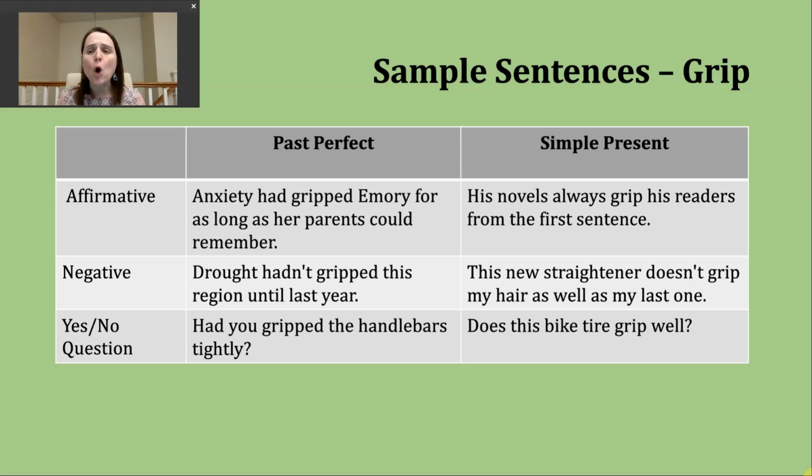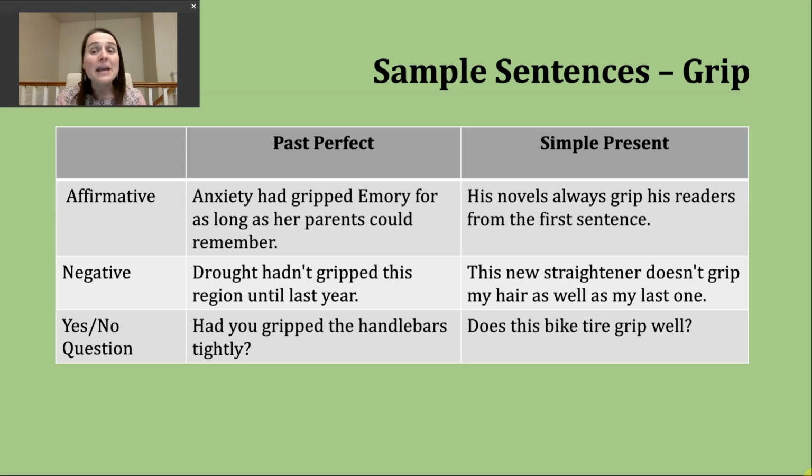His novels always grip his readers from the first sentence. Okay? So here we're talking about somebody being really interested, very focused. They read the first sentence and they're like, oh my gosh, I need to know what happens in this story. So here, novels is plural. That's why you do not see an S on the end of my verb. If I was just talking about one novel, I might say this novel grips, with an S.